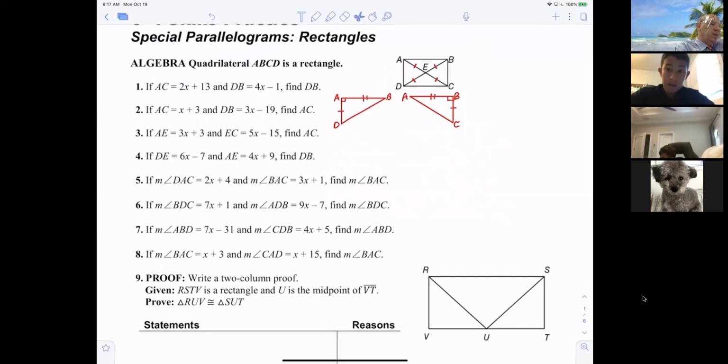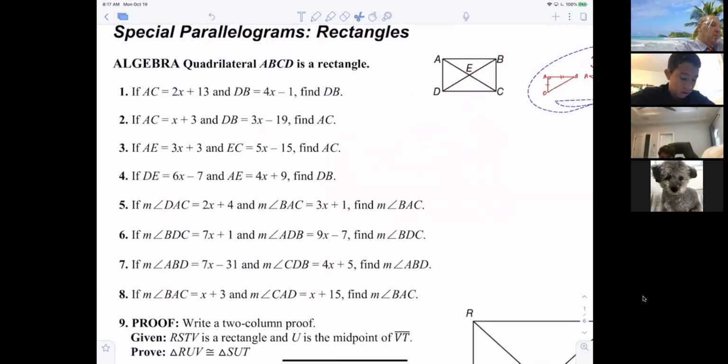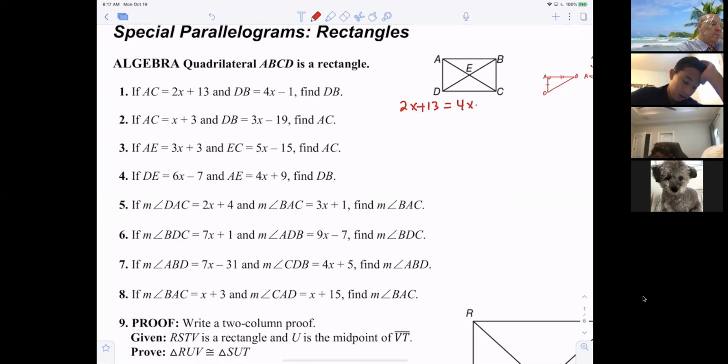And once again, guys, I don't care so much about the algebra because I think the algebra is too easy. But we have to write the relationship. What's true about AC and BD? So what equation are we writing? 2x plus 13 is equal to 4x minus 1. So let's practice the mental math today.